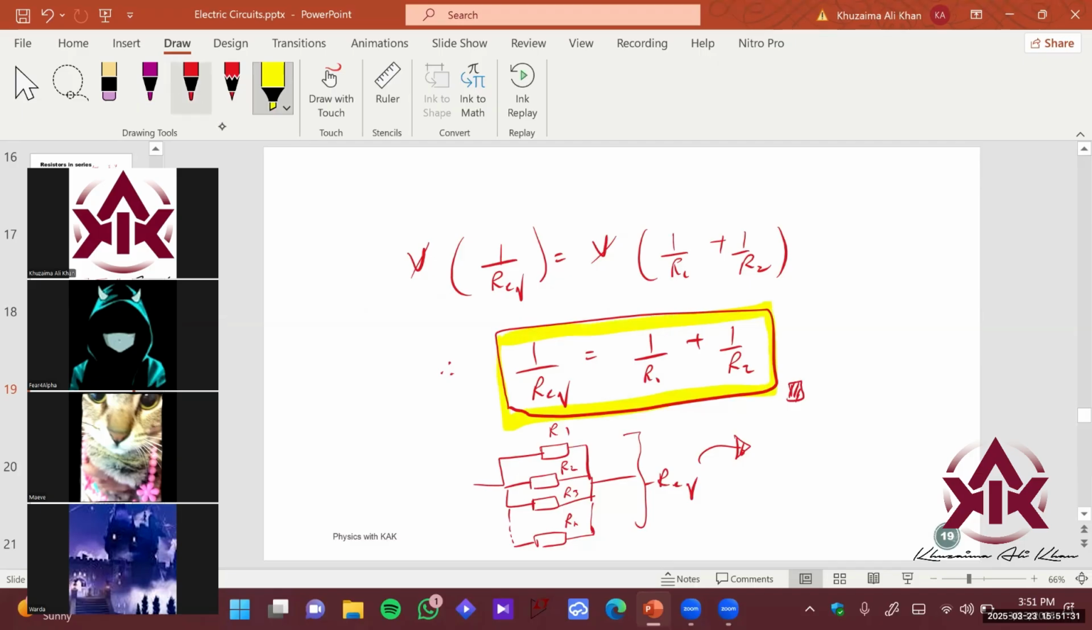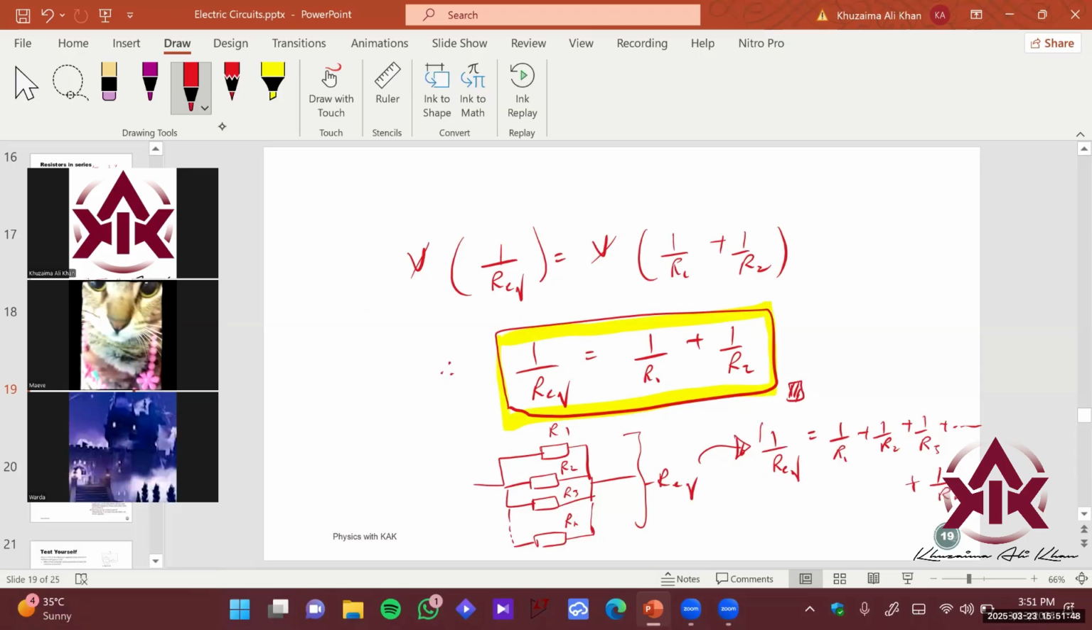right? So what will happen? This would be 1 over R equivalent is going to be simply 1 over R1 plus 1 over R2 plus 1 over R3 plus dot till the last resistor you have in parallel, right? Okay? This is basically the end of proof, right? If this makes sense, give me a thumbs up. The series and parallel combinations.